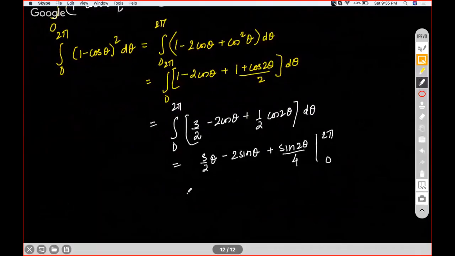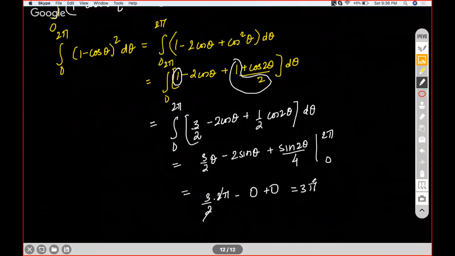Aditya, are you with me? Why did it become 3 by 2 over there? Because half plus 1, this half and this one. So it's 3 by 2 into 2 pi, minus 2 sine 2 pi, which would be 0, and this will also be 0. Everything else will be 0, so your answer will be 3 pi. Is that fine? Yes, sir.